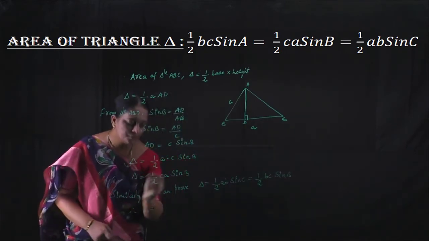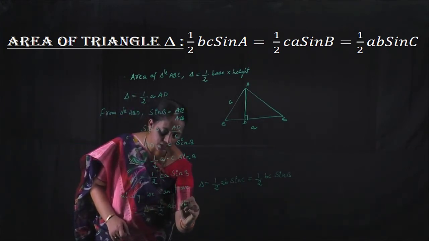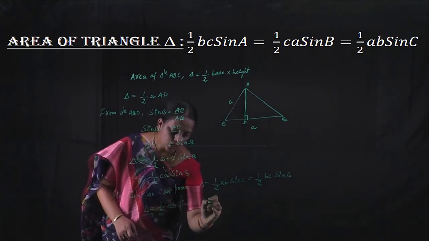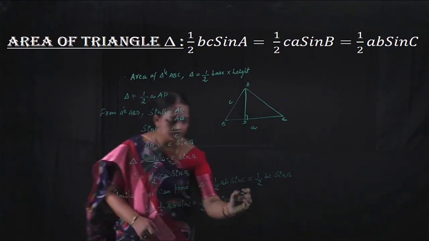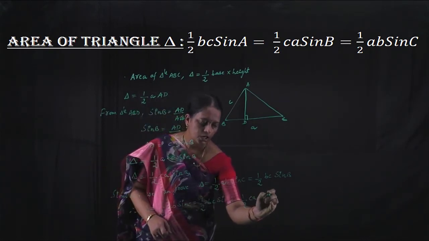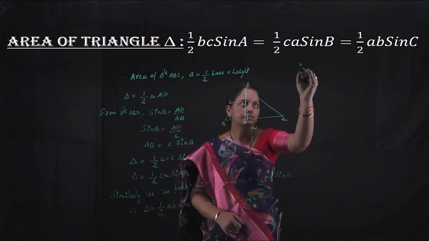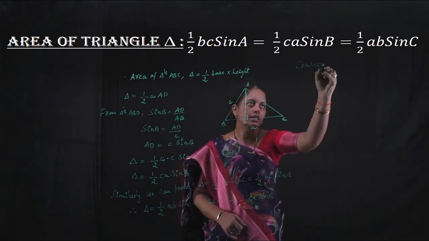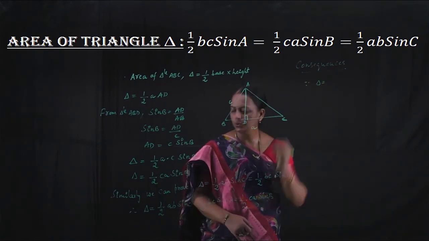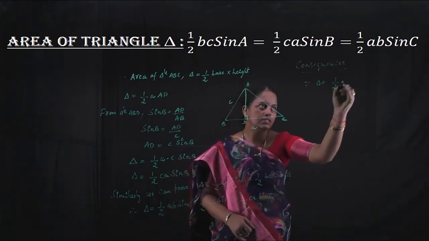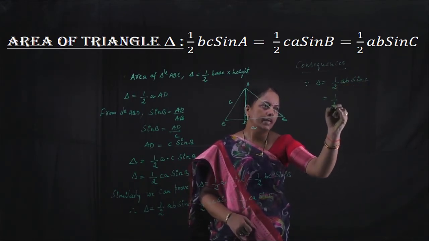Therefore, area of triangle delta is equal to half AB sin C, that is equal to half BC sin A, which is equal to half CA sin B. Let us see the consequences. Since delta is equal to half AB sin C, from this we can write half.